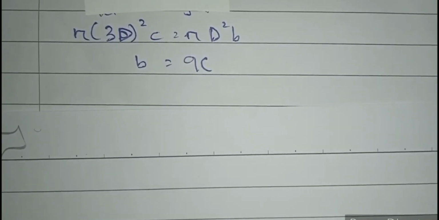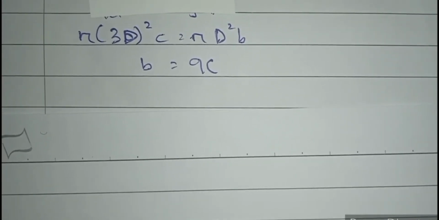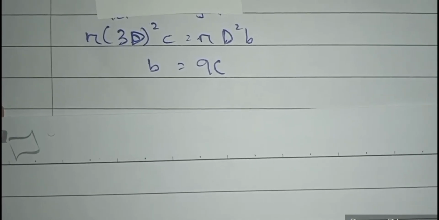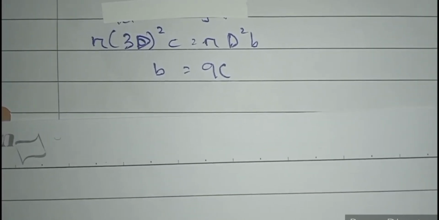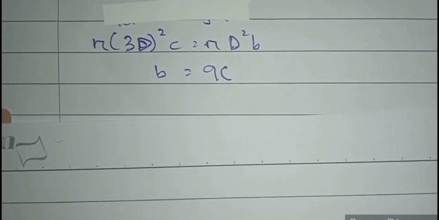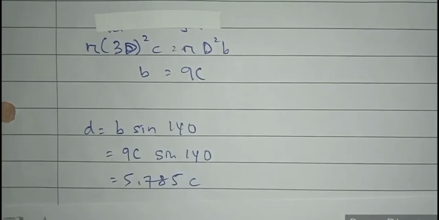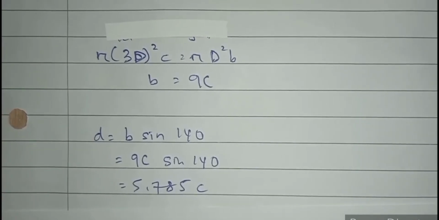Okay, now we can say that when the mercury level in the left arm drops a distance c, then the rise in the mercury level in the right arm is b, and so we will get this.